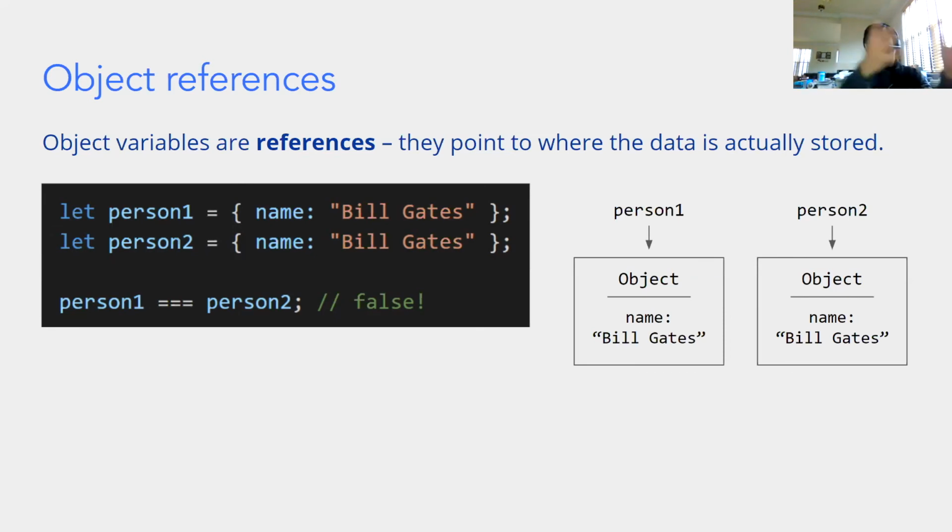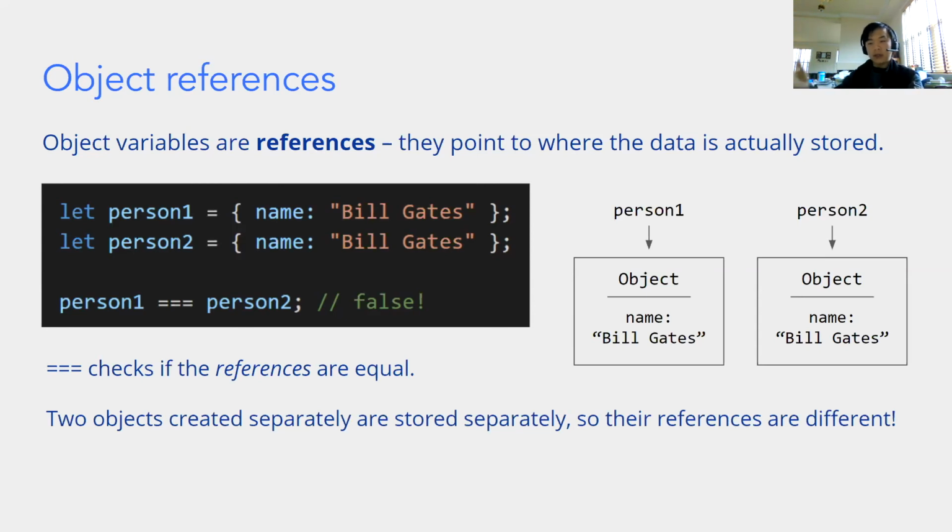If you create 2 objects, both with the same contents, it creates 2 separate objects in different places in memory, and each variable points to a different spot. When you use triple equals in JavaScript, it checks if they're pointing to the same spot. It checks if the references are equal, meaning that 2 objects created separately have to have different references because they're 2 objects sitting in different spots in memory, even if they have the same contents.